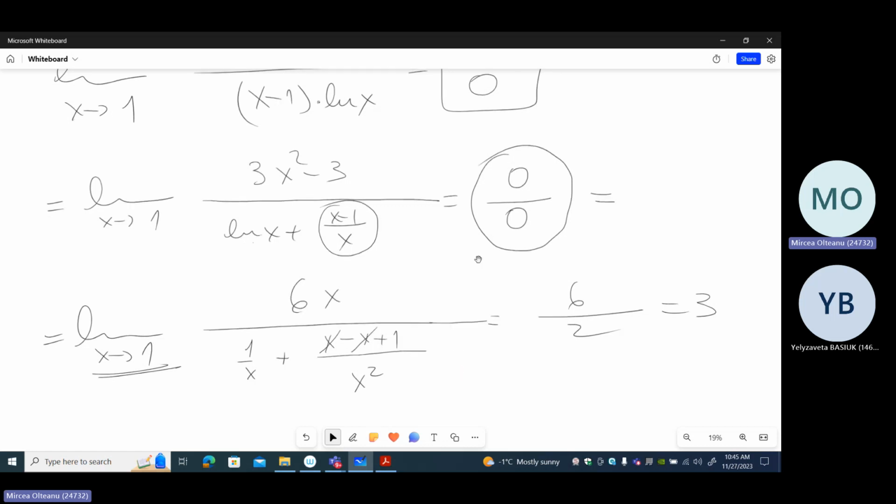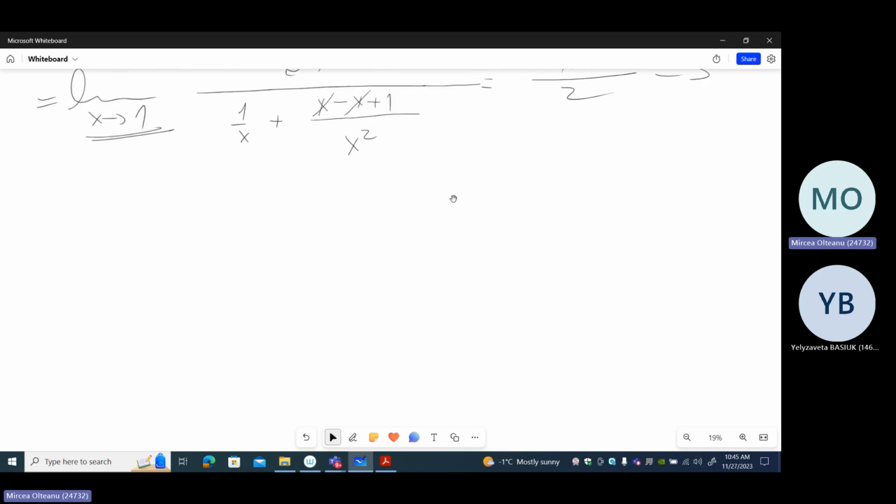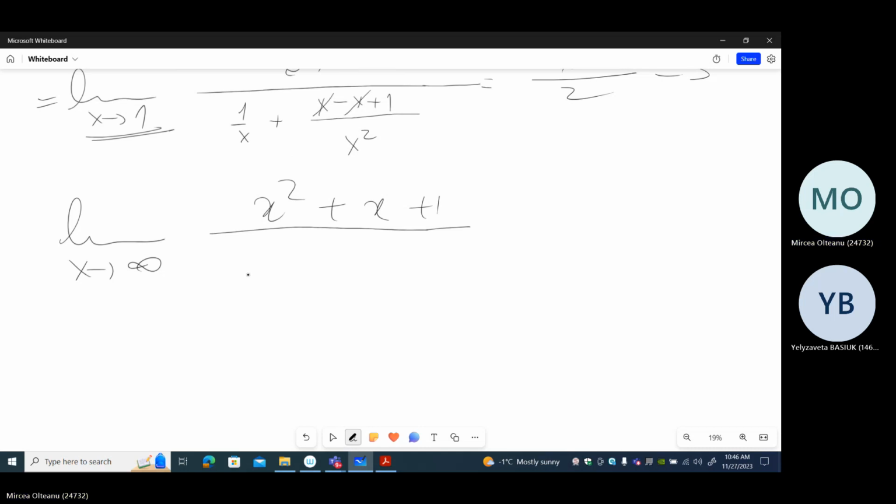Let's see an example of a limit in the case infinite over infinite. For example, if we have limit when x tends to infinity of x squared plus x plus 1, and below let's put it x plus logarithm squared of x. Okay, this is infinite over infinite when we replace x by infinite.